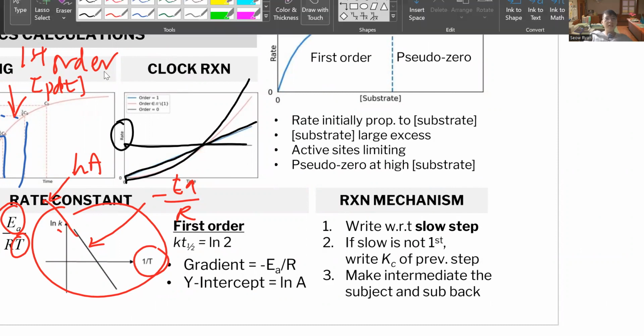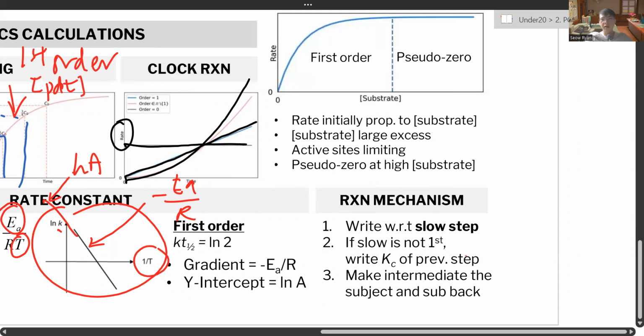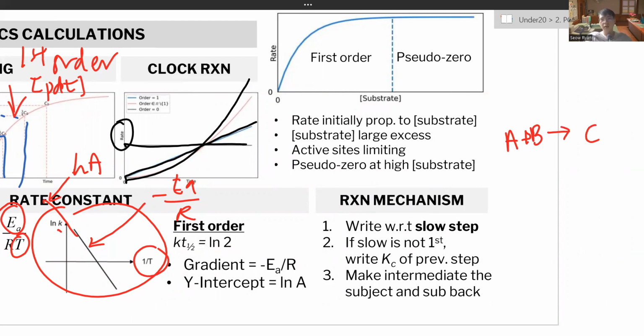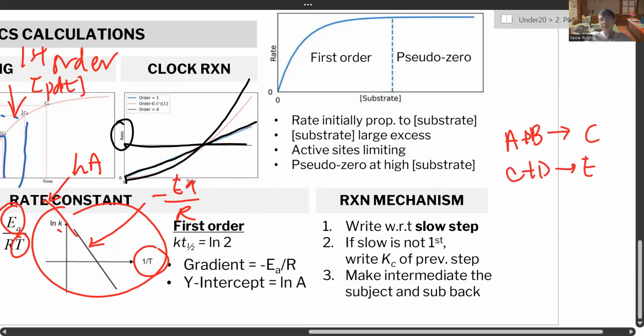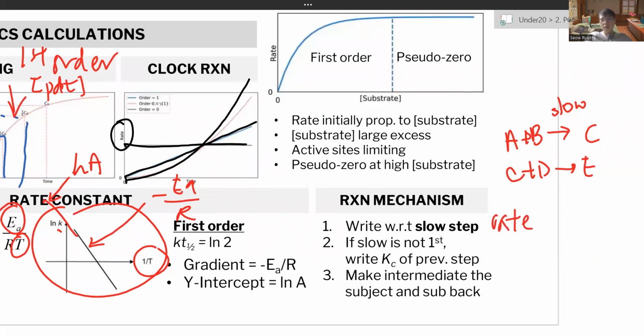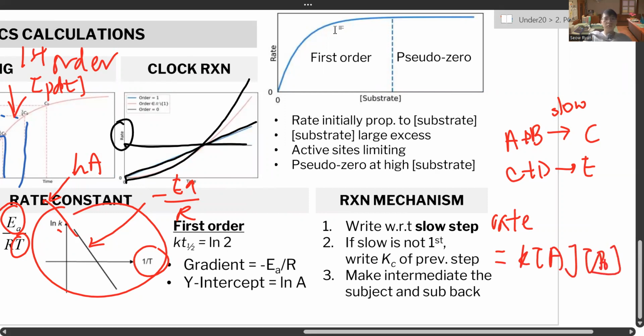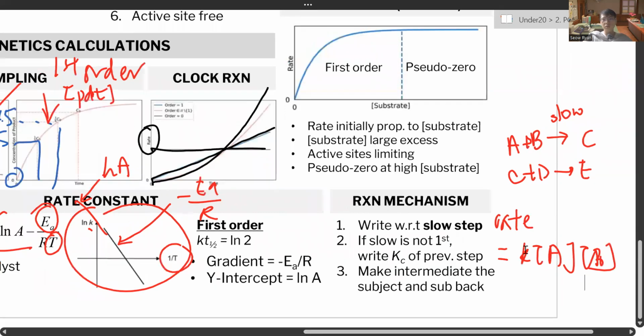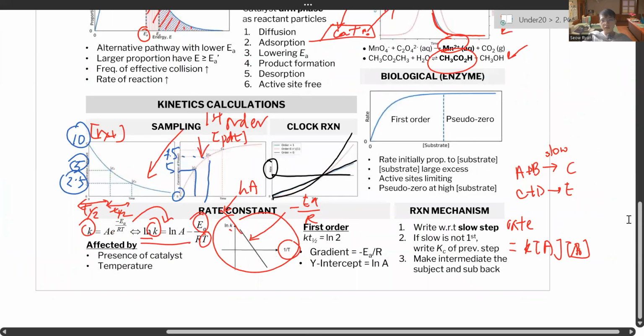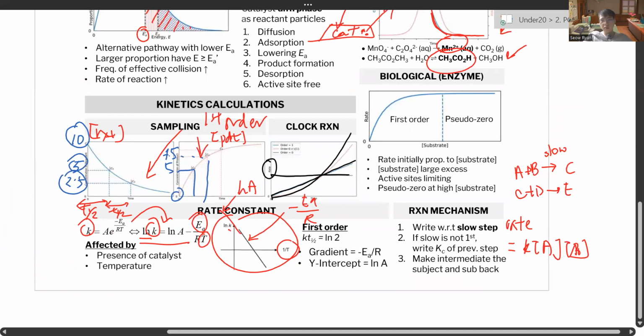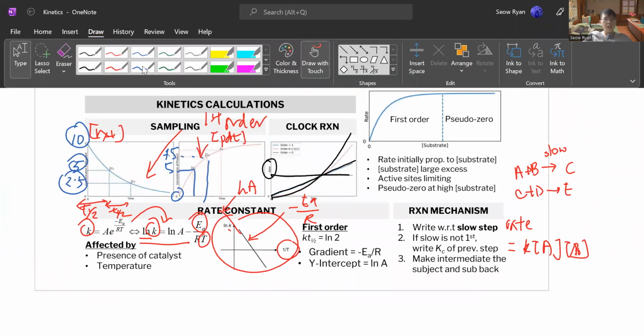The last thing that's important is something known as reaction mechanism, which is quite popular. How you do this is, say you have a multi-step reaction: A plus B, and then C plus D forms E. If the first step is slow, then the rate is just equal to k times A times B. But if the first step is not slow, then we need to do some adjustments.